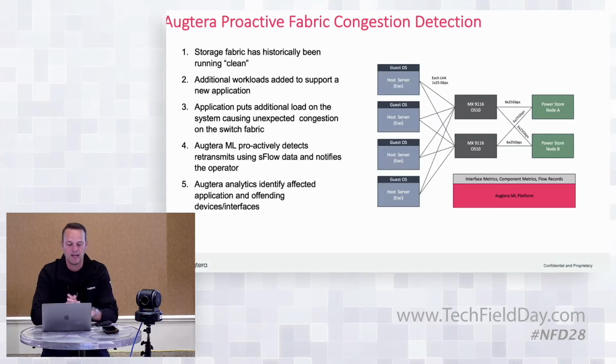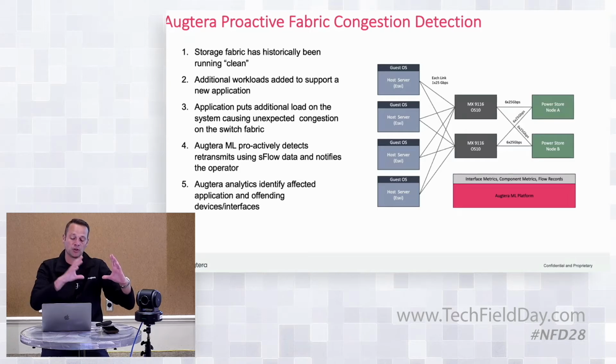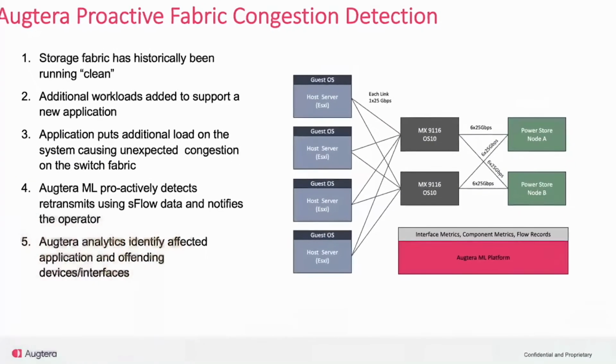In this case, we actually have ESXi servers connected through a Dell MX fabric, if you will, to Dell PowerStore nodes. This is actually from a live environment that we have running, and it was a nice example we could illustrate today. Octera is collecting data from this. It's collecting stuff from the servers through SNMP. It's getting flow data from the MX switches.